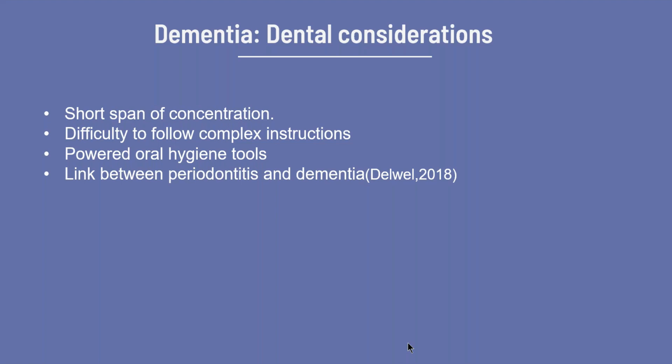Lastly, research shows that there is a link between periodontitis and dementia. According to recent research by Dwell in 2018, patients with periodontitis have a 6% higher risk of developing dementia. As a plausible mechanism, the researchers explained that it is because of bacteria or toxins that flow along the bloodstream to the brain, or maybe because of inflammation which is triggered in the blood-brain barrier.